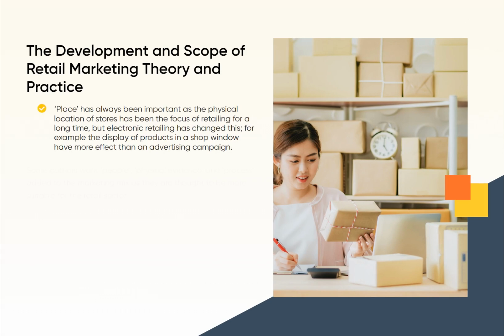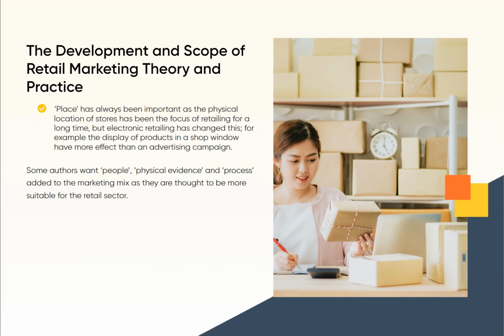Place has always been important as the physical location of stores has been the focus of retailing for a long time, but electronic retailing has changed this. For example, the display of products in a shop window have more effect than an advertising campaign. Some authors want people, physical evidence and process added to the marketing mix as they are thought to be more suitable for the retail sector.